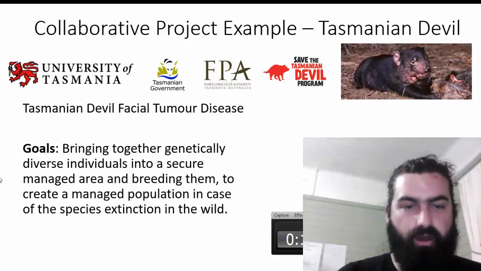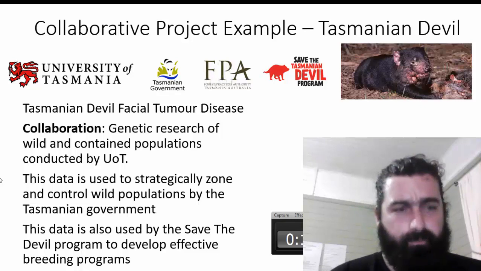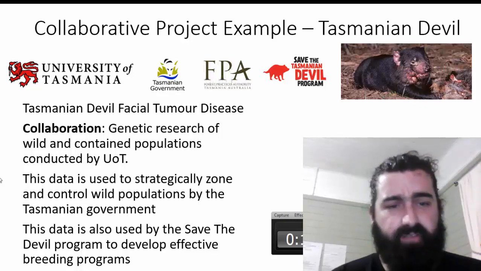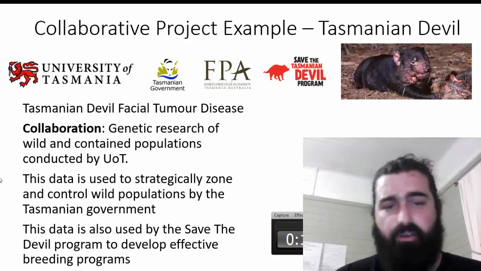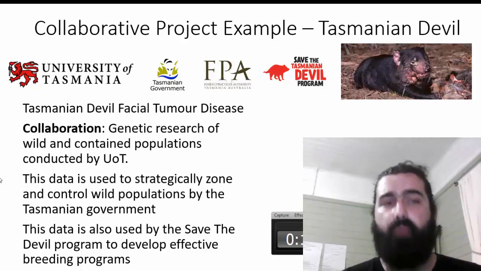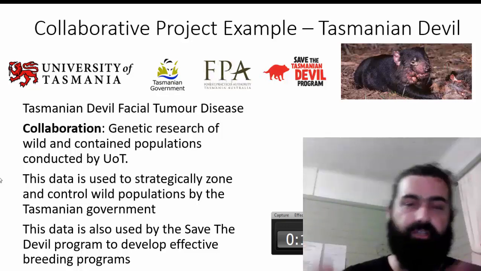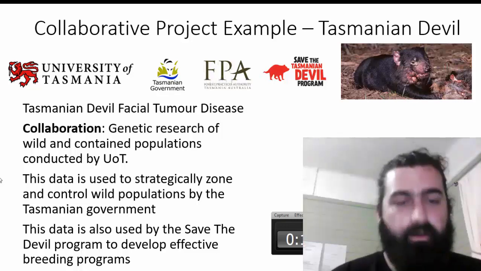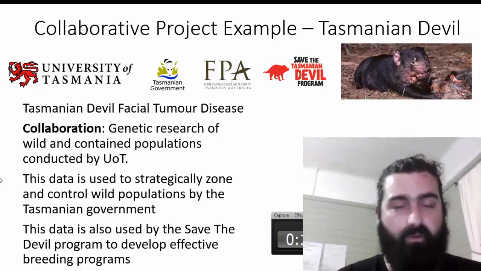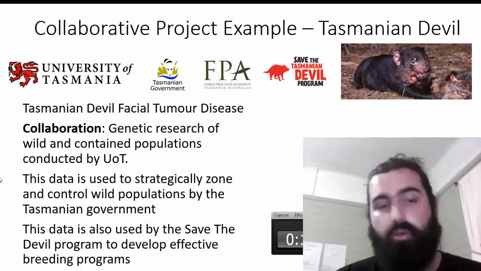So we've got a genetic component and we have a conservation component. In terms of collaboration, we see that we have genetic research being conducted by the University of Tasmania, and that data is then used to strategically zone populations by the government. So there's a very obvious piece of collaboration. The science is done by the scientists, the zoning is done by the politicians, and the two are communicating together. Very important to note that this isn't something that traditionally has happened. For a very long time, there's been very little collaboration in science, so this is a relatively new approach.